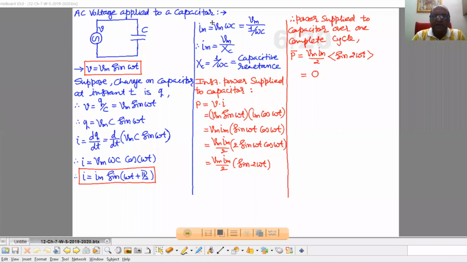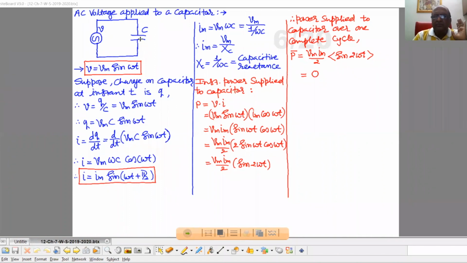AC voltage applied to a capacitor. Now AC supply voltage is connected with the capacitor as shown in the figure. AC supply voltage, that is Vm sin omega t. Now suppose when we switch on the circuit, then after some instant t, charge on the capacitor is Q.